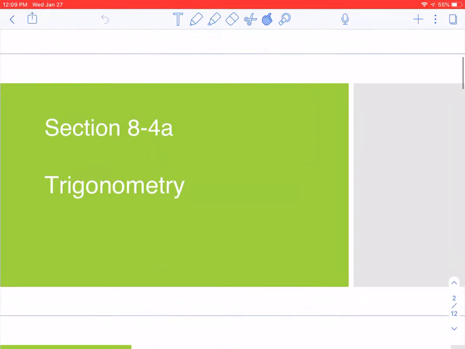All right, today we're going to do some basics on trigonometry. It's going to be today, tomorrow. We're going to spend a few days on this, and you're going to need to know this for Algebra 2 next year. And so today we're just going to do the basics of trigonometry.